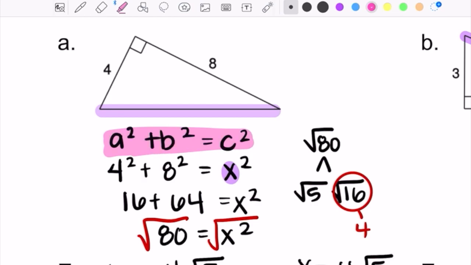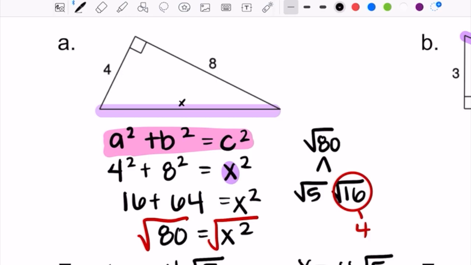It doesn't matter whether I plug the 4 in for the a or whether I plug it in for the b, and same thing with the 8. But I do have to make sure that I don't plug either of them in for c, because c is the hypotenuse. In this example, we've decided to label the hypotenuse as x because that's the side that we're solving for, but we could have just left it as c and it would have been the same in our work.